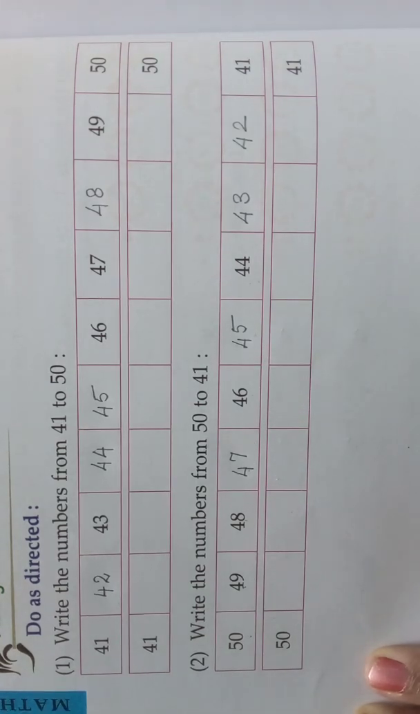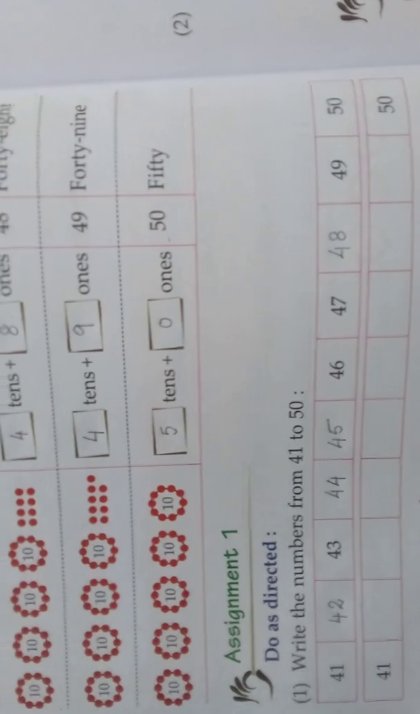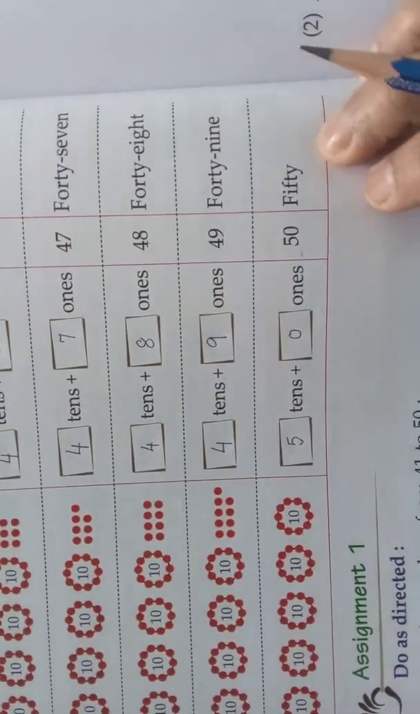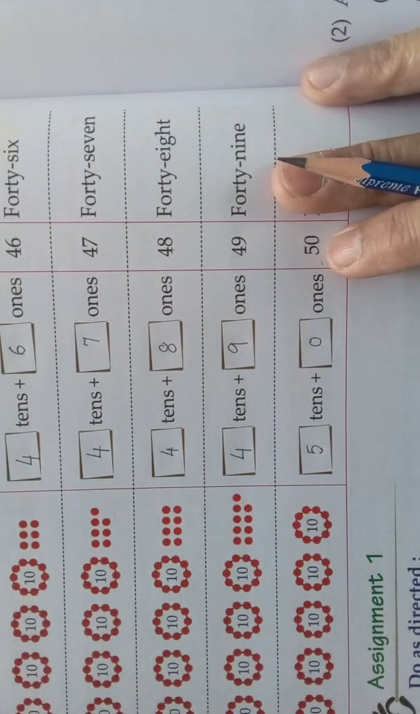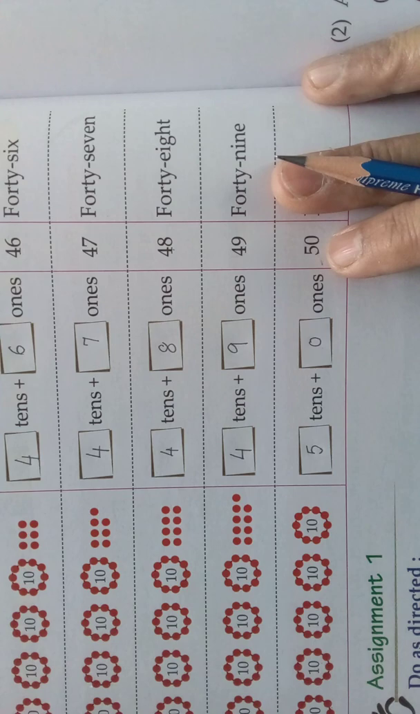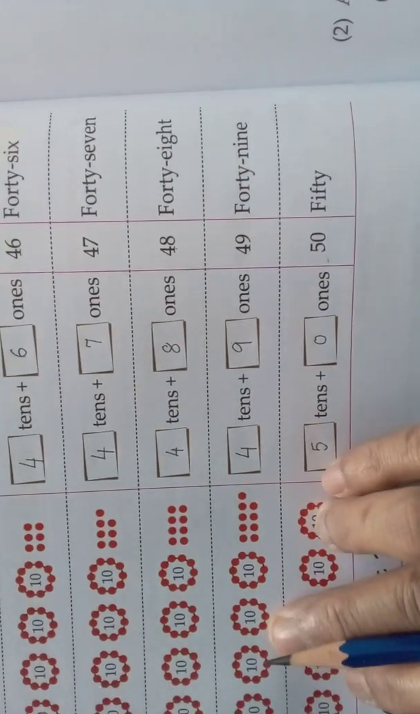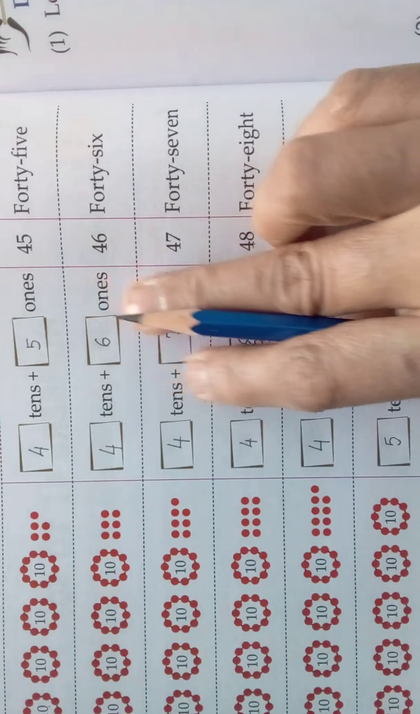And in your classwork you should write the number name as well as the number. In your classwork, take your classwork, put the chapter number, chapter 4, and write the chapter name. Numbers 41 to 50, and write the numbers like this. See here, no need to draw this. You should write like this. See, 4 tens like this.